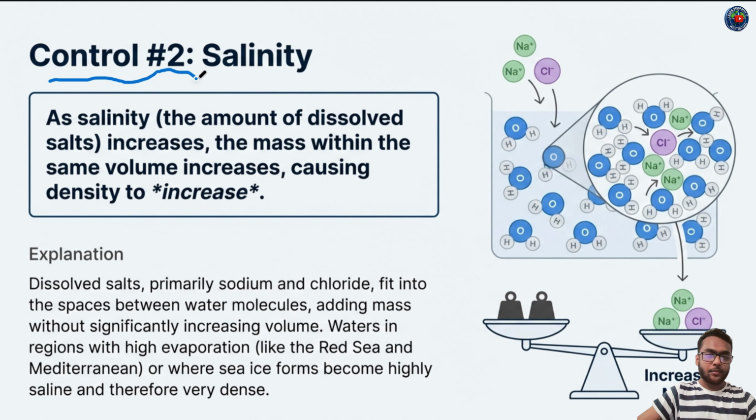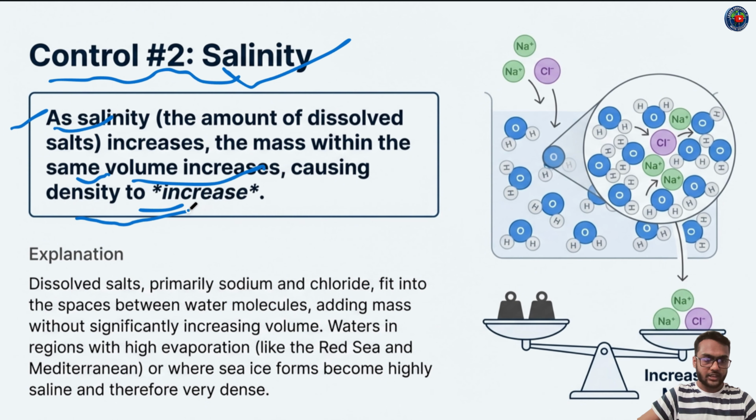The second variable controlling ocean density is salinity, that is, the amount of salt contained in the ocean water. As salinity, the amount of dissolved salt, increases, the mass within the same volume increases. If the salinity is increased, the density will increase.